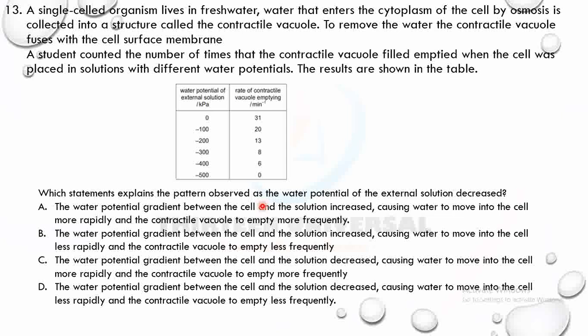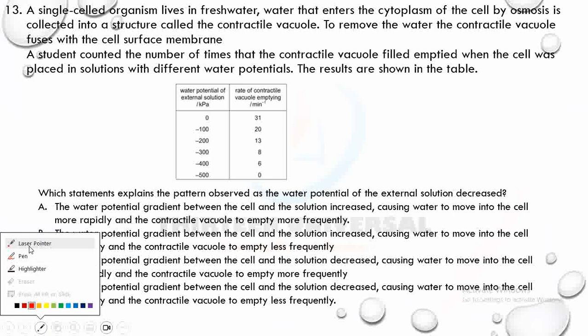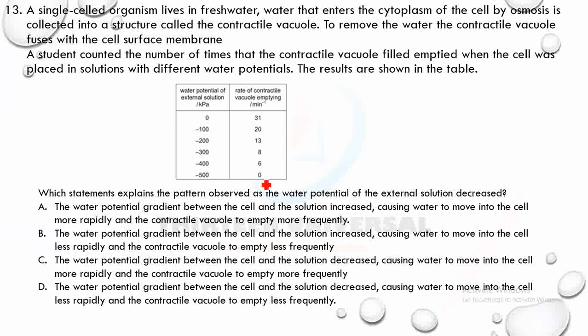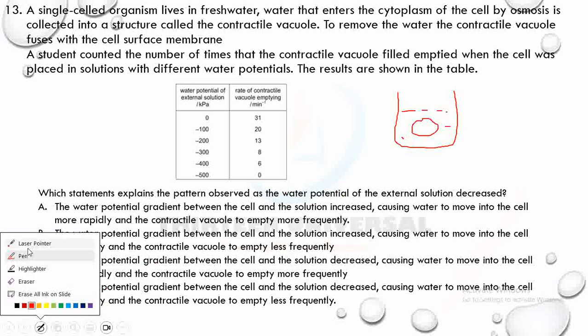Now if you look at this, you can see the water potential of the external solution. Remember, if we try to put a picture behind this, let's assume we put it inside the beaker here, and this is the cell. It's an animal cell, fully submerged in a solution, and we are varying the water potential. So what does the table tell us?